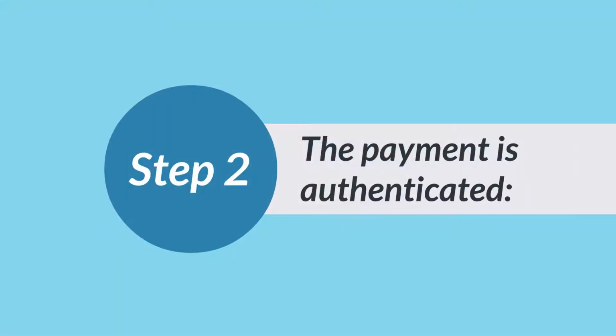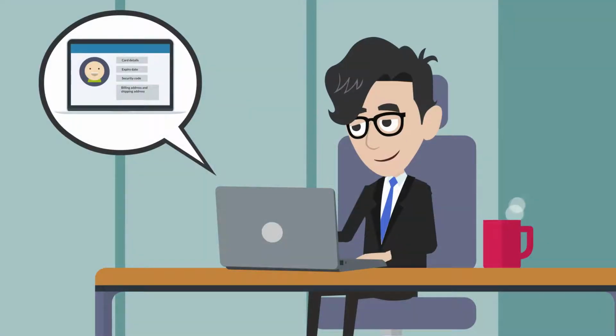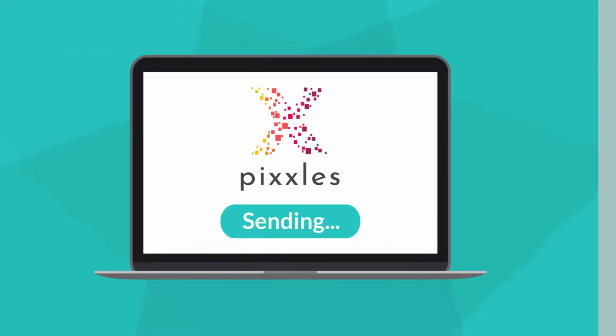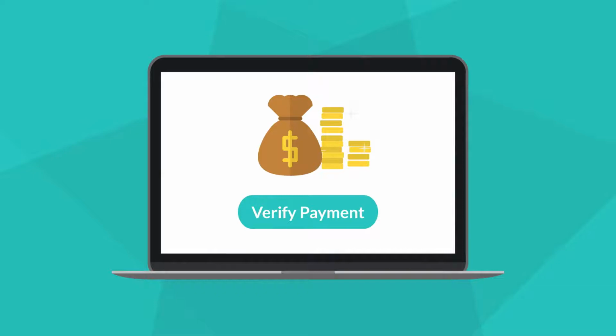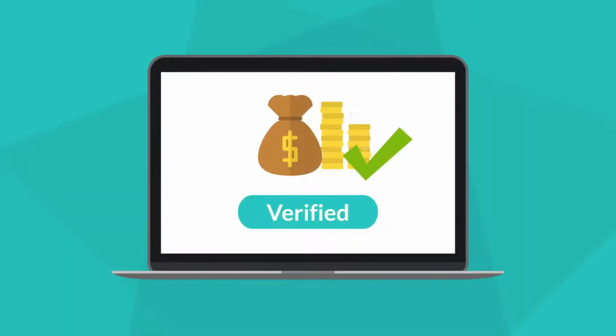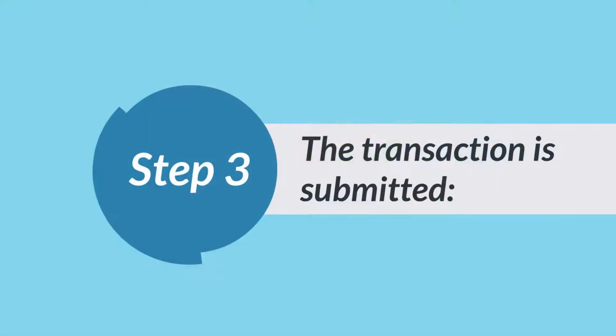Step 2. The payment is authenticated. The merchant system captures the customer's account information and securely sends it to Pixxles. Once the payment is made, they will verify the payment by checking the funds are available and that all the details provided are correct.